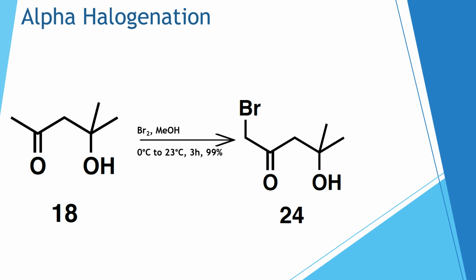So researchers began with the preparation of the right fragment with ketone 18. This first step was alpha halogenation, with reagents bromine and methanol beginning at 0 degrees Celsius. This yielded a 90% yield.